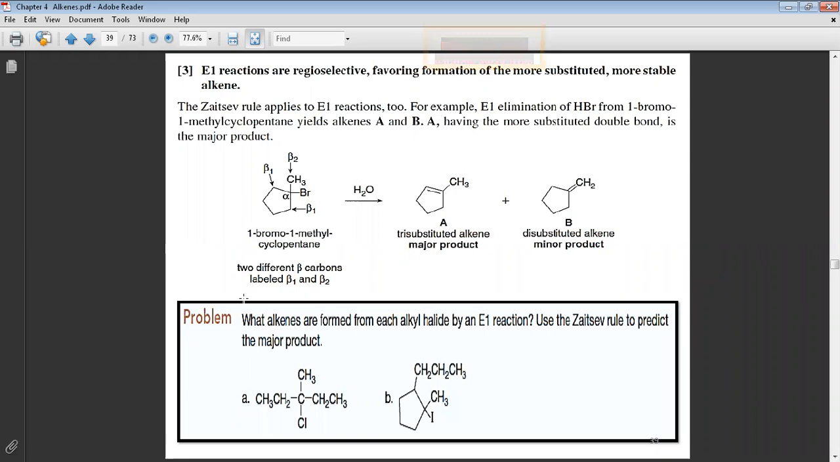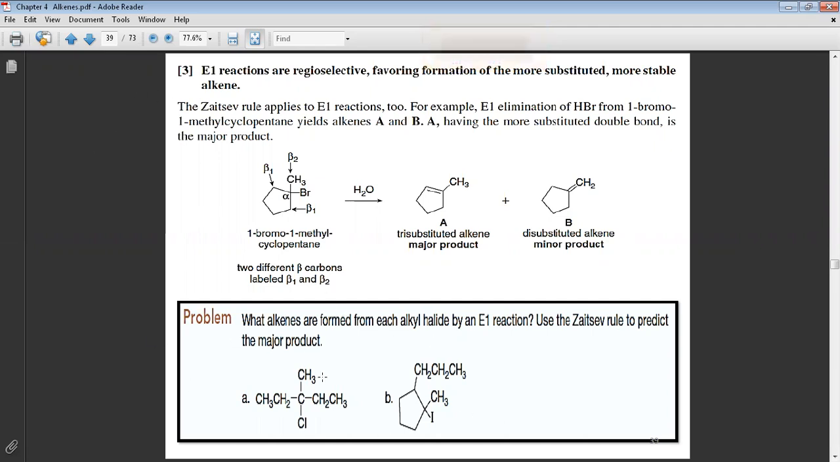And he said here, this is homework for you: what alkenes are formed from each alkyl halide? Look, this alkyl halide, this alkyl halide, by E1 reaction. And use the Zaitsev rule to predict the major product. Write the products. That means we have more than one product, we have two products, or maybe three. And which one will be the major product, which one will be the minor one.